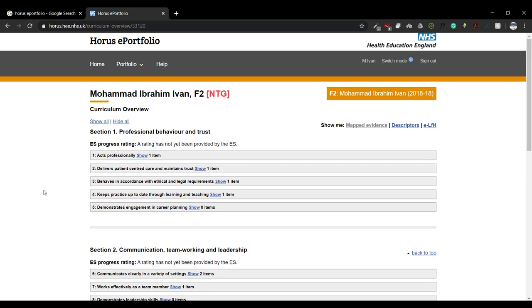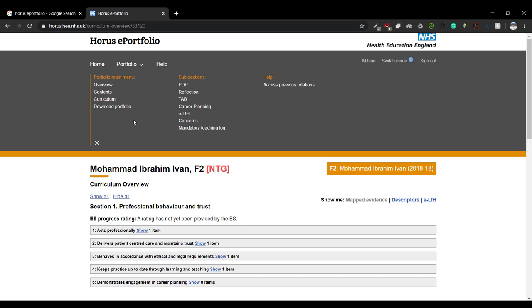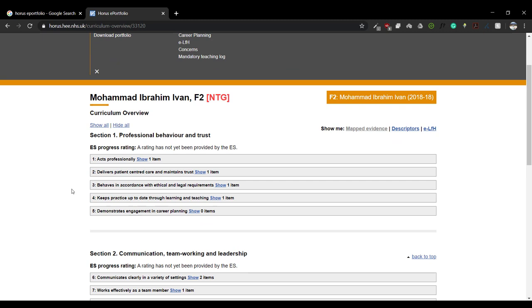As you can see, the portfolio is actually based on all these foundation program competencies, called FPCs, which are shown here. You can map evidence to each one of them, and whoever is set as your educational supervisor by the postgraduate medical education will be able to see what you're doing in your portfolio. They can assess, and at the end they can get the CREST form and sign you off. This is the evidence that you're showing, all put together.